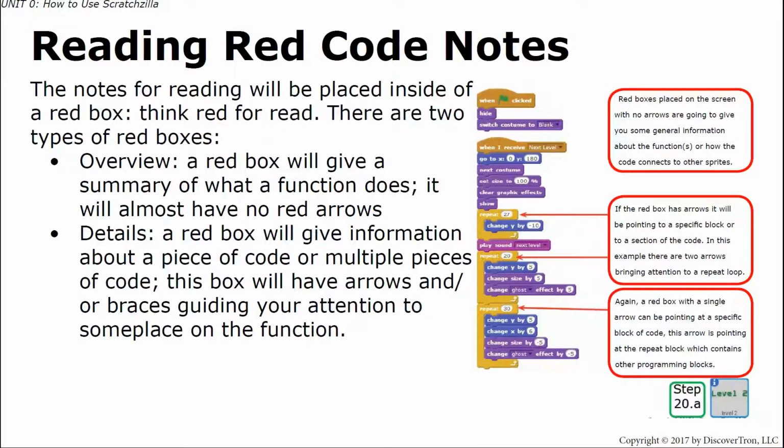When you get to the point where you're going to read the red code boxes with the explanation of what's taking place in these functions, and it breaks down the algorithms step by step on what they do, there's essentially two different types of red boxes, and these are used interchangeably. One is an overview box.